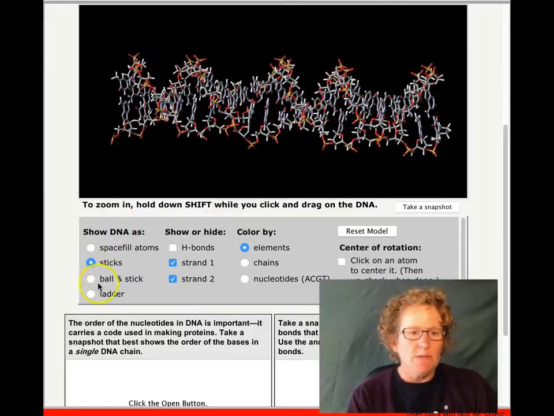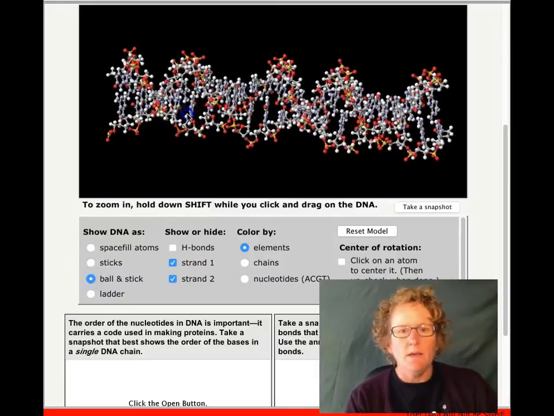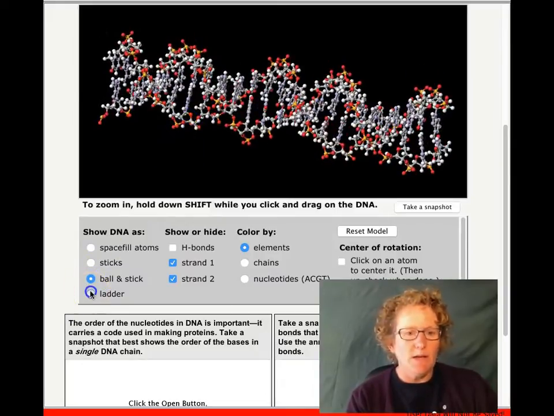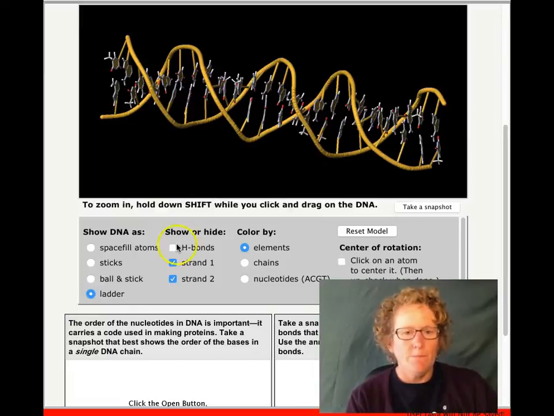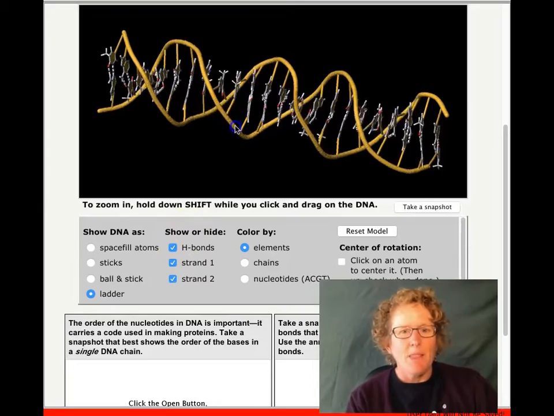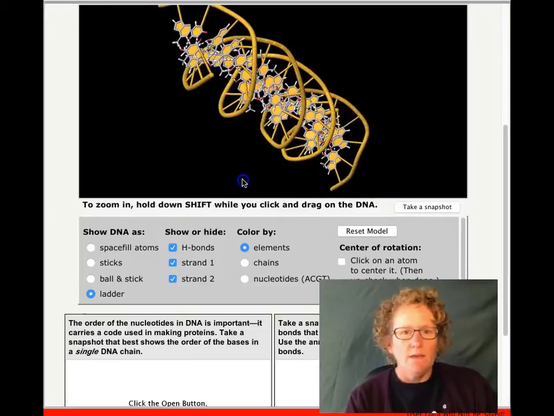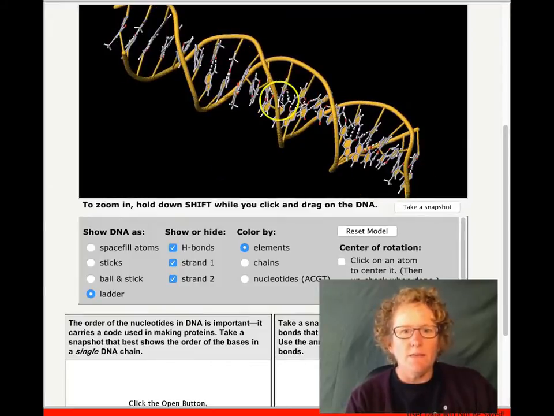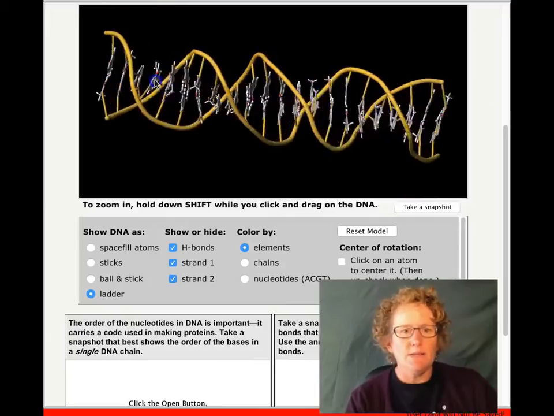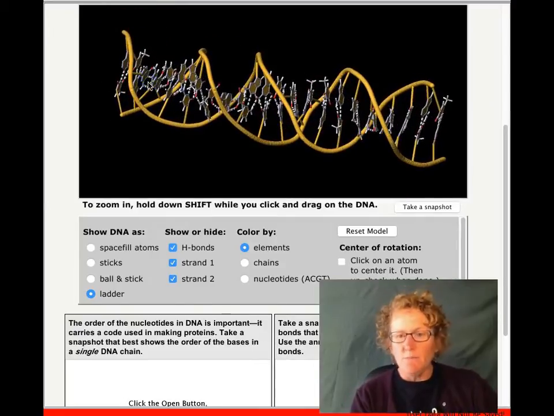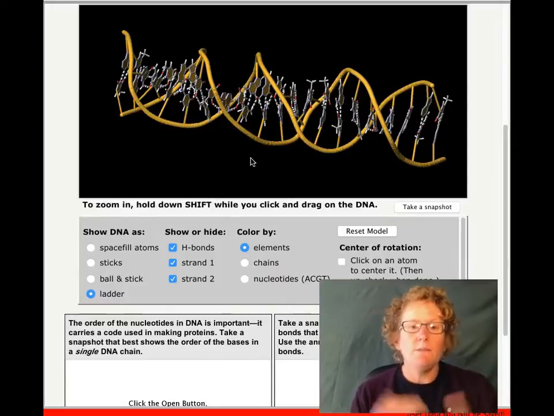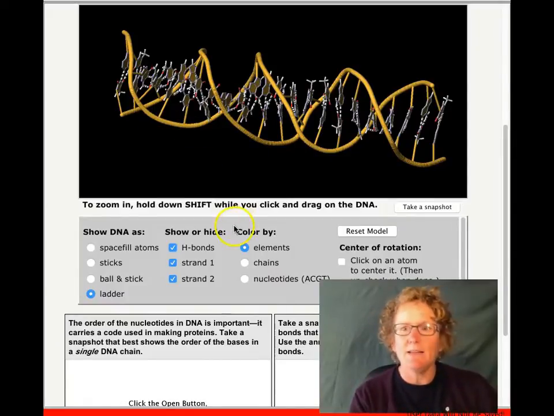Maybe they don't really show up in sticks. Let's go to ball and stick. You might be able to see a little bit. Let's go to ladder. Oh, it's because we don't have hydrogen bonds. So you can see the little dotted lines in the middle, like right there and right there. Those are the hydrogen bonds. Remember, hydrogen bonds are between molecules, not between atoms. So they're different than regular bonds within the molecule. They're between molecules, so we show them as dotted lines.